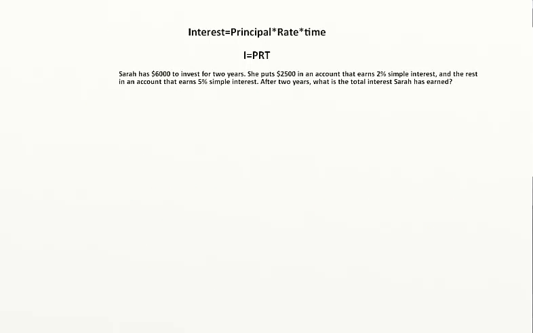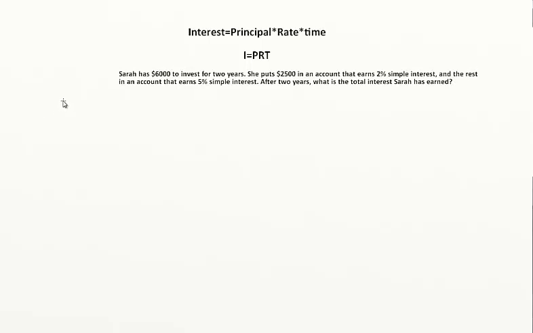Here's our final problem, and this is going to be a problem involving interest. So here's our problem. Sarah has $6,000 to invest for 2 years. She puts $2,500 in an account that earns 2% simple interest, and the rest in an account that earns 5% simple interest. After 2 years, what is the total interest Sarah has earned? So we're going to use the equation interest equals the principal, which is the original amount of money you put into the account, times the rate, so the rate at which the account gains interest, and times the time you have the money in that account.